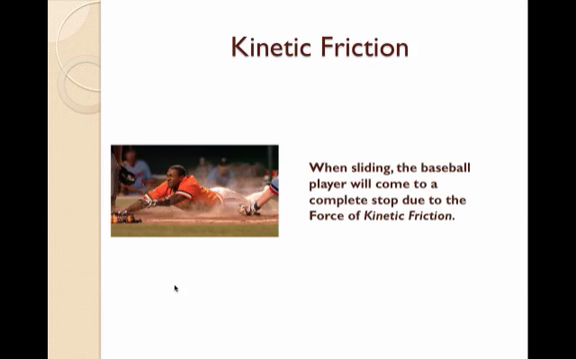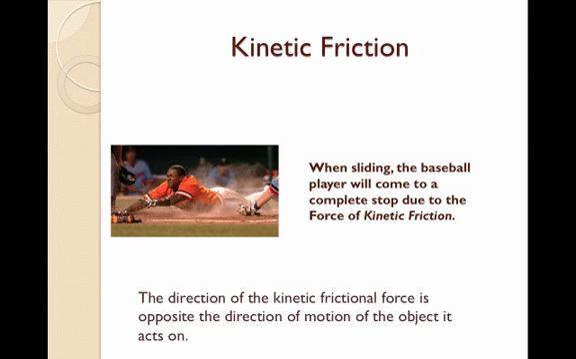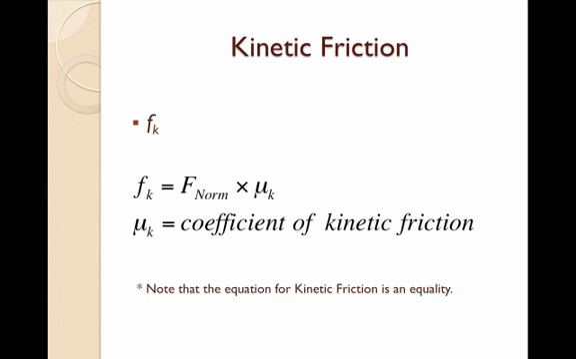So if you're thinking about baseball, baseball is a great example of seeing kinetic friction. If you're sliding into a base, a baseball player is going to come to a stop because of the force of kinetic friction. And the direction of kinetic friction, again, is always opposite the direction of motion of the object it acts on. Same as it is for static friction.